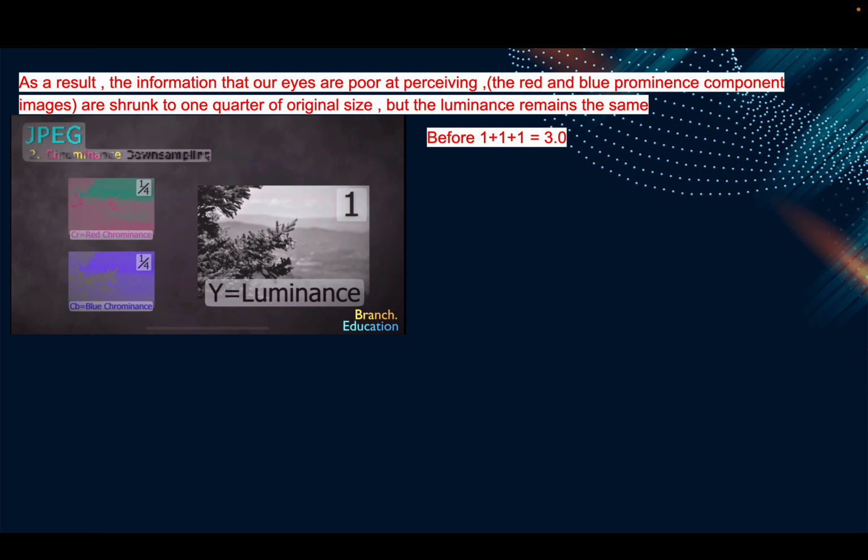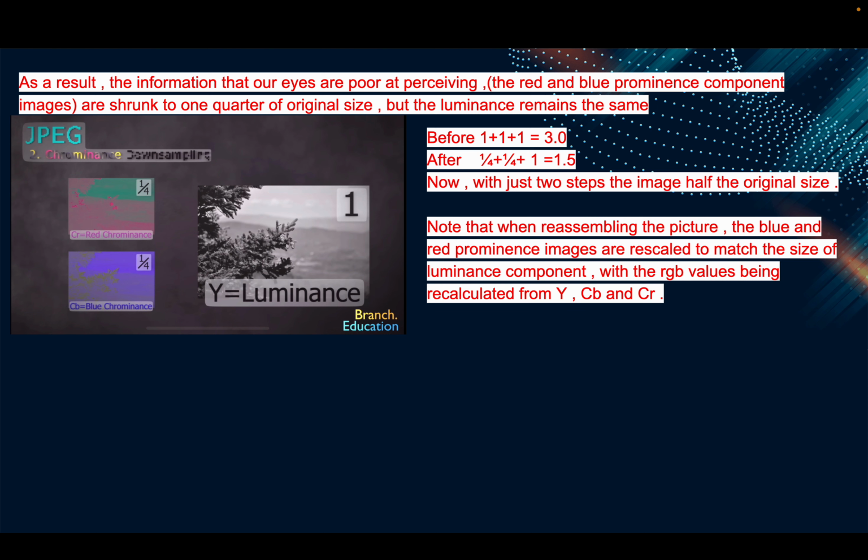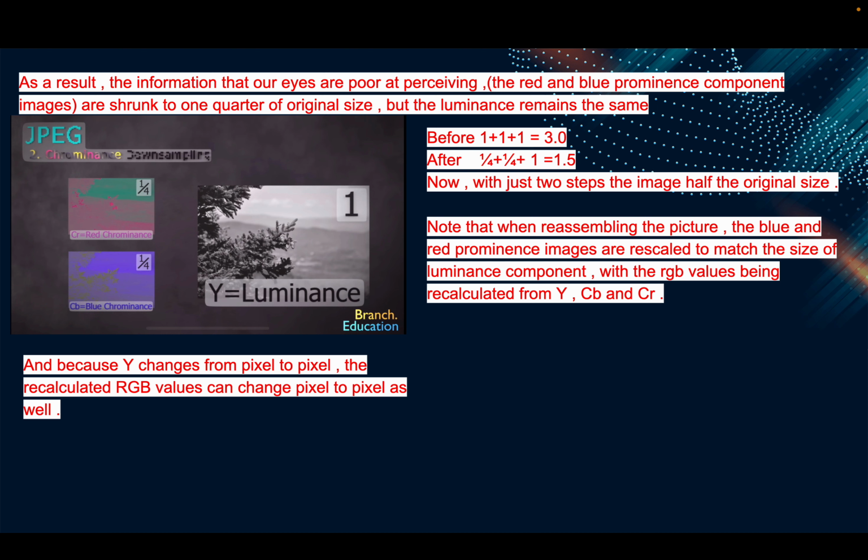So before the image was 1 plus 1 plus 1 equal to 3, but now as luminance remains the same, which is equal to 1, both chrominance components are 1/4 of original size. So the after size of the image is 1.5. With just 2 steps, the image is half of the original size. Note that when resampling the picture, the blue and red chrominance images are rescaled to match the size of the luminance component, with the RGB values being recalculated from Y, Cb and Cr. And because Y changes from pixel to pixel, the recalculated RGB values can change pixel to pixel as well.